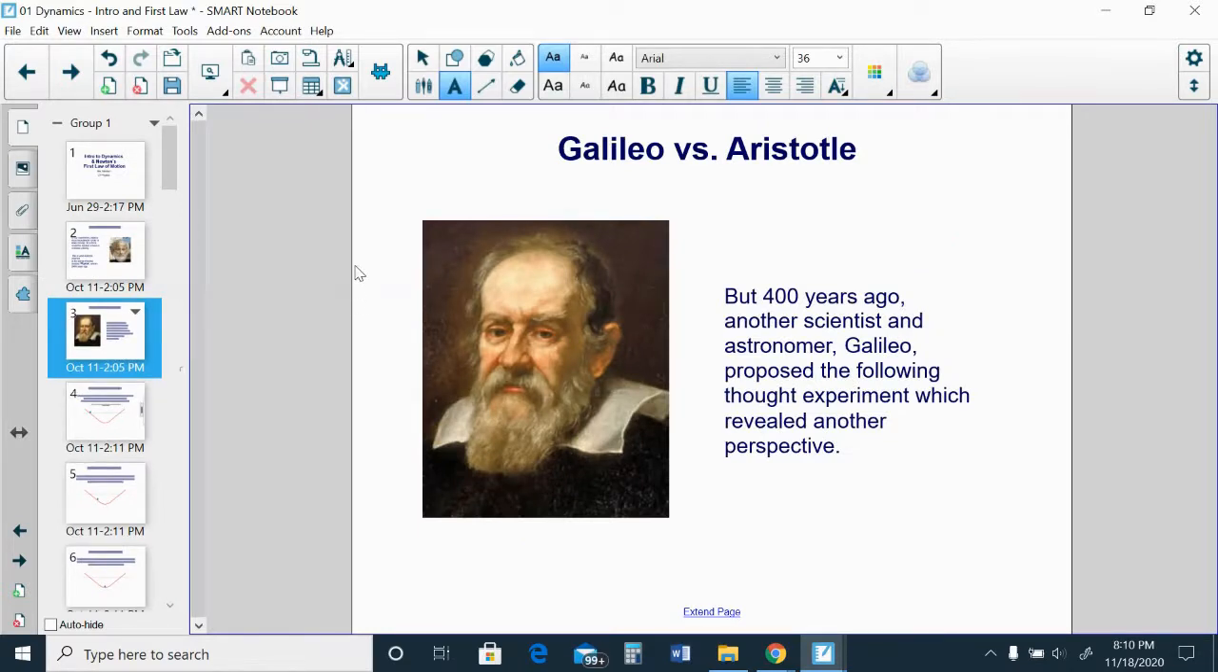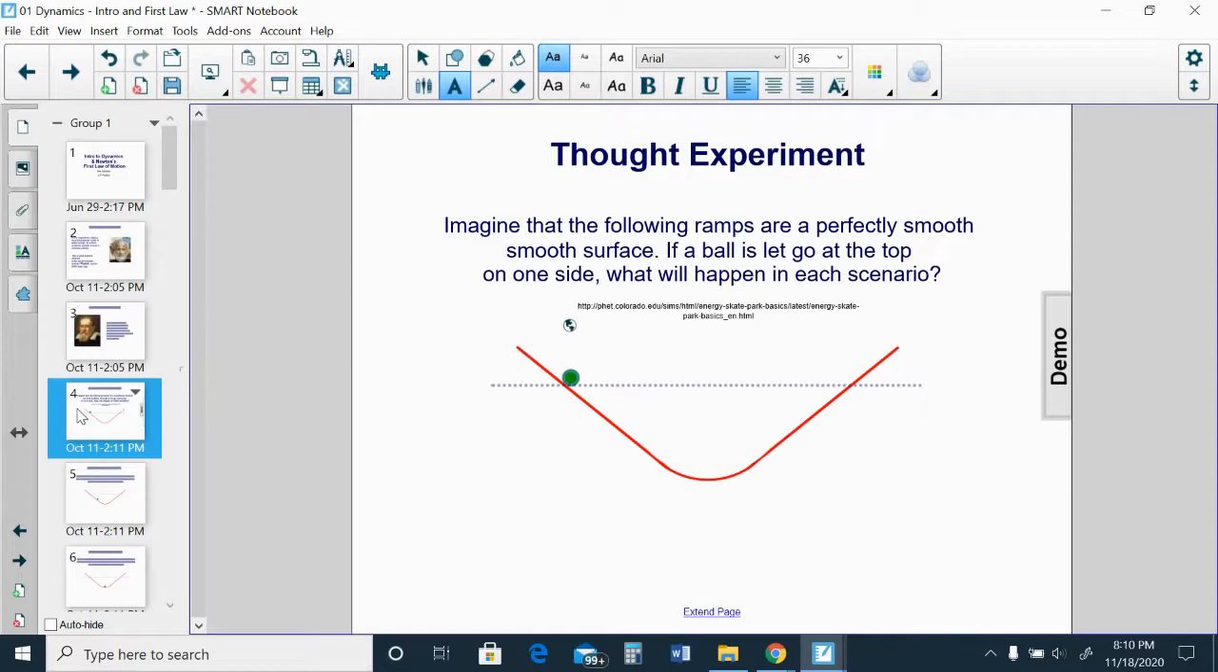Galileo thought a little differently though. So 400 years ago, Galileo proposed the following thought experiment, which revealed another perspective. So he was able to imagine a perfectly smooth surface. So let's try to imagine this for ourselves, and to do this I'm going to show a little simulation here in a moment. But imagine that the ramps you are about to see are perfectly smooth. If you let a ball go at the top of one side, what will happen in each scenario? Take a moment to make a prediction.